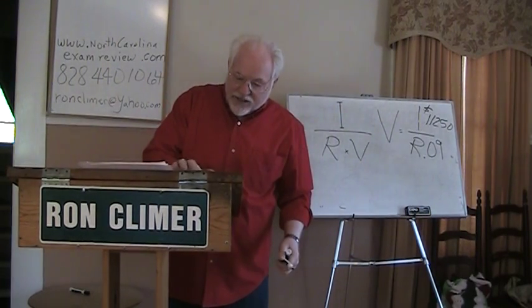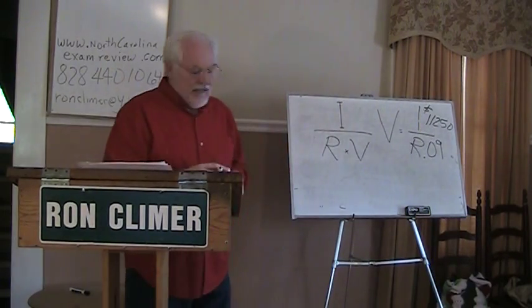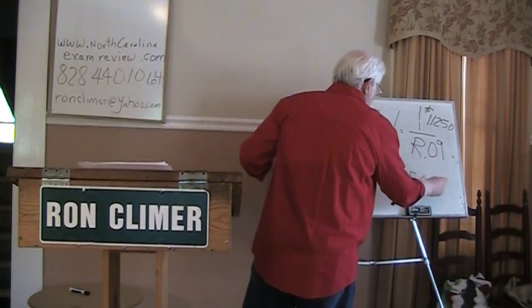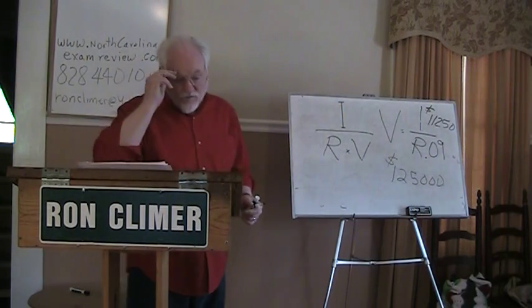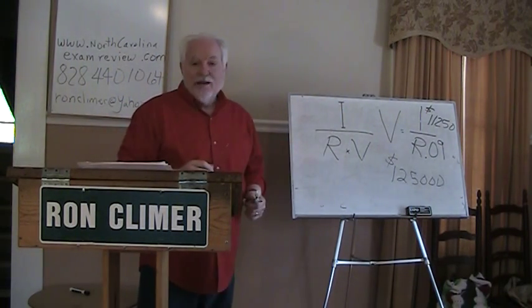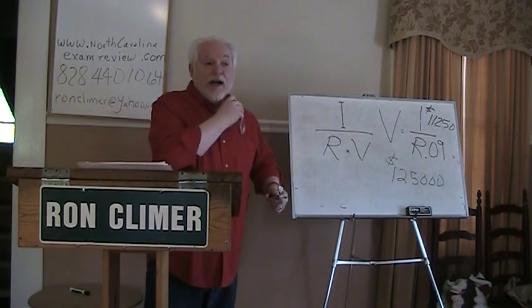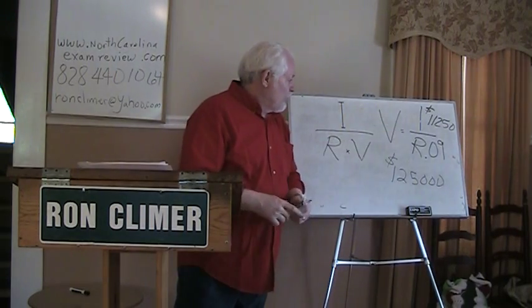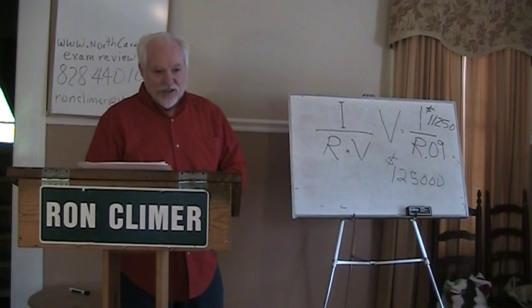Well, let's see what the calculator says. 11,250 divided by 0.09. My calculator says that building is worth $125,000. If you paid more for it, you wouldn't get a 9% capitalization rate. If you could buy it cheaper, you'd do even better than that. But if you bought it for $125,000, it'll give you a 9% capitalization rate.